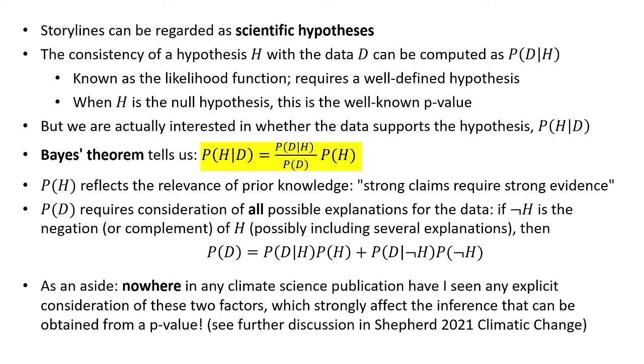But nowhere in any climate science publication have I ever seen P of H or P of D discussed when people go from the p-value to the probability of H given D. It's just remarkable. This is not, of course, just climate science. This is across all of science. It's been widely talked about. I've discussed this in an essay in another issue of Climatic Change, which Marina edited from a workshop that she organized.